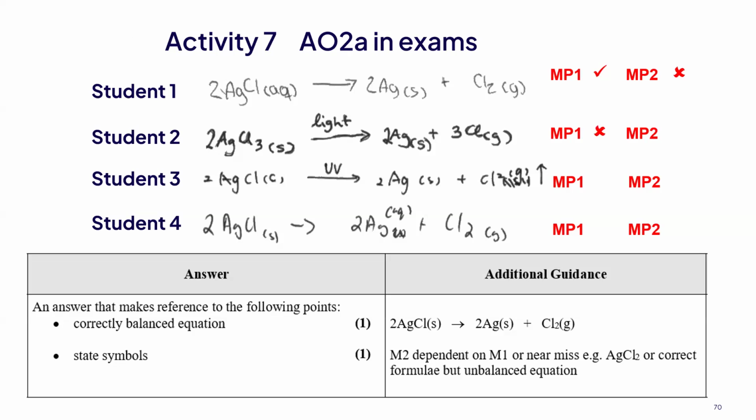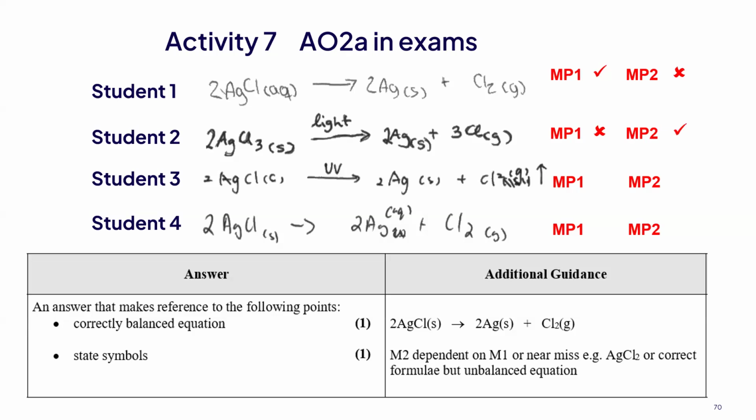Incorrect formulae. There are two of them. But it does say that they can have correct balancing. But if you look at it closely, it's actually not correctly balanced because there is no Cl2.